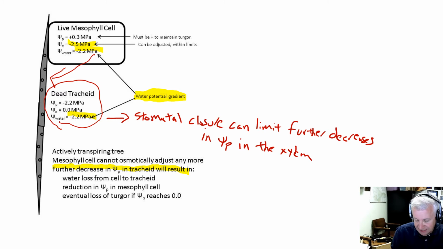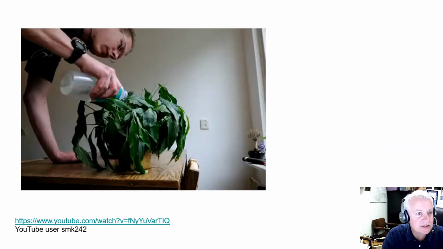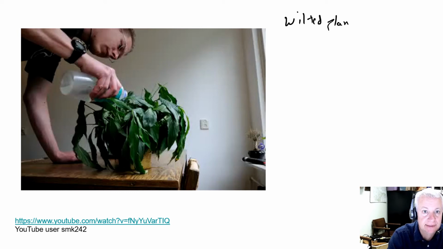So what that means, so when we see a wilted plant, really what we're looking at is just a plant which has pressure potential or turgor pressure in its living cells approaching zero.